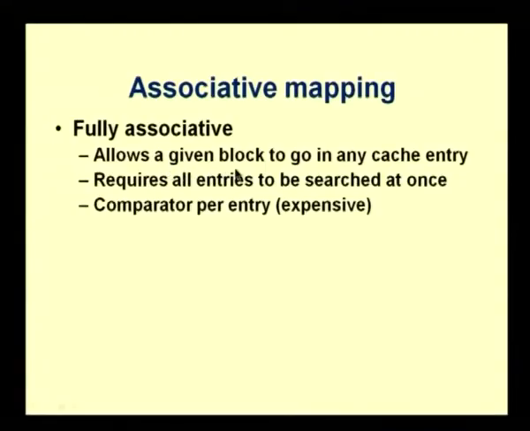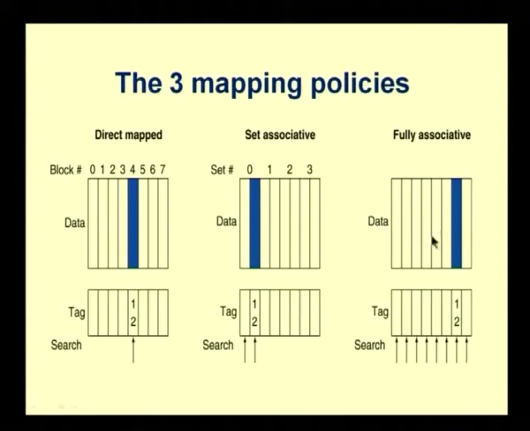If you look at the fully associative mapping, it allows a given block to go in any cache entry, any block in the cache, and as we saw, it requires that all entries be searched at once. Remember, this complete comparison you have to do at the same time. If you are doing it in sequence, then your comparison itself will take a long time. Therefore, your fully associative cache access will take too much time.